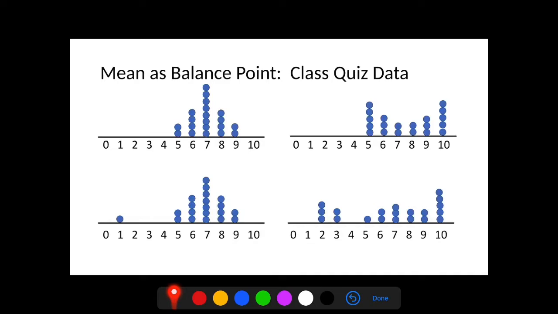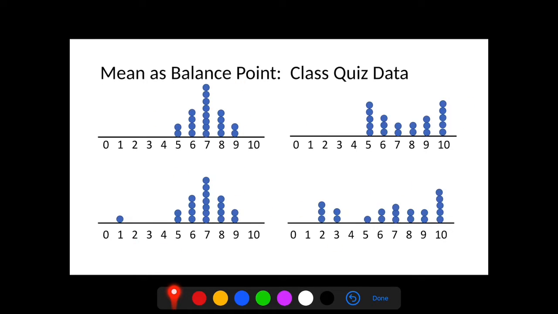Here we're going to use mean as balance point on this data. Each dot plot represents 20 students and their quiz grades. So this class quiz grade data, we can see on the top left, 2 students earned 5 on their quiz. 4 students earned 6 on their quiz, and so on. Each dot represents 1 student's quiz grade, and then we have 4 separate quizzes.